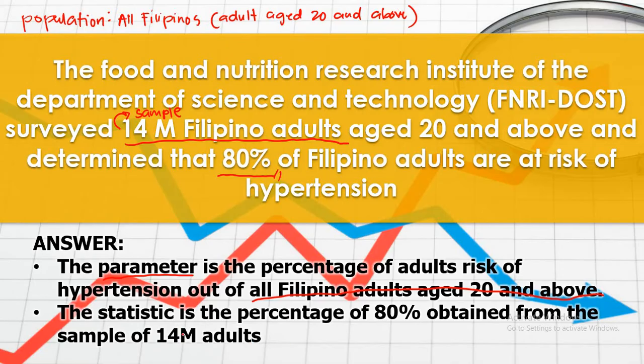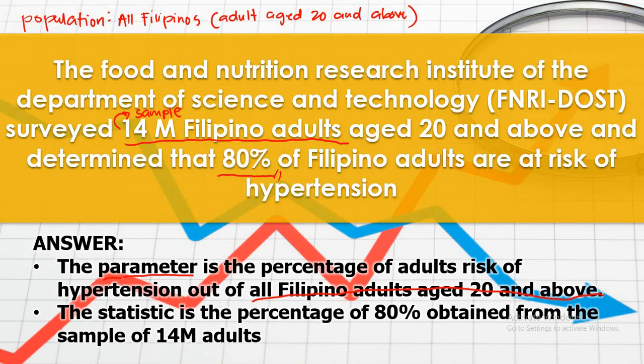In terms of the statistics, it's more explicitly shown in this information because we're talking about the sample and its corresponding numerical description, which is obviously 80%. So the statistics is the percentage of 80% obtained from the sample of 14 million adults. Now, this is a format of how you can identify what is the parameter and what is the statistics. To be able to state what the parameter and statistics are, you simply try to describe the numerical value. If there is no exact number given, then you generalize. Then you also need to include what is the population and the sample.